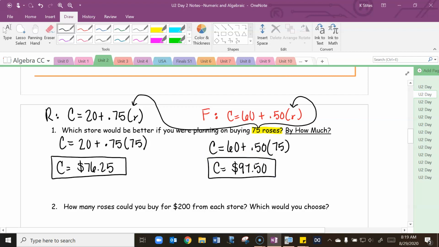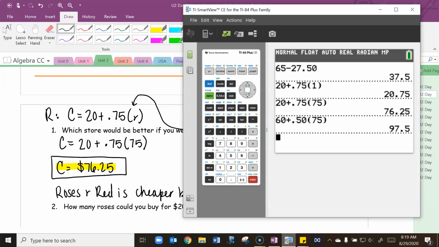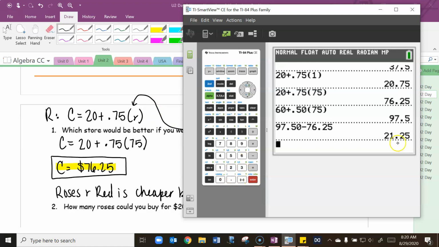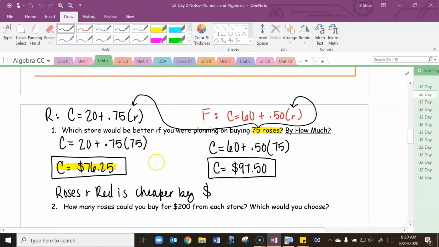All right, so now we should be able to answer the question, which store is better? Well, I would probably say Roses Are Red, right? Because it's definitely cheaper. So Roses Are Red is cheaper by, and let's subtract to see what the difference is. I'm just taking $97.50 minus the $76.25. And it's cheaper by $21.25. Okay, and that's my final answer there.